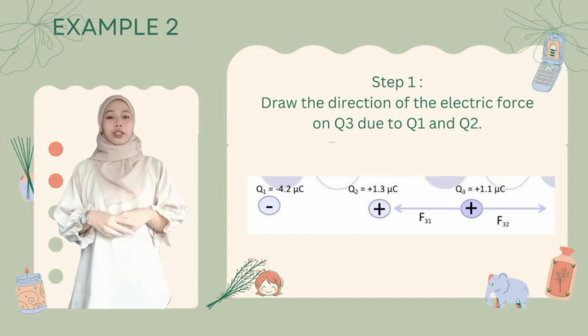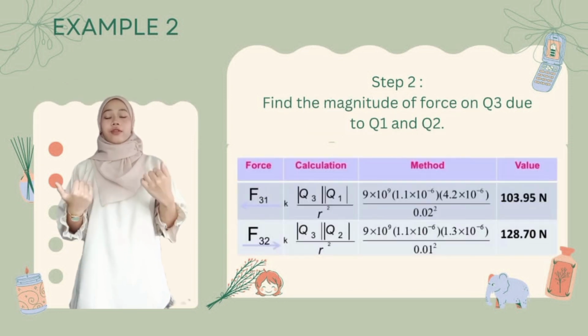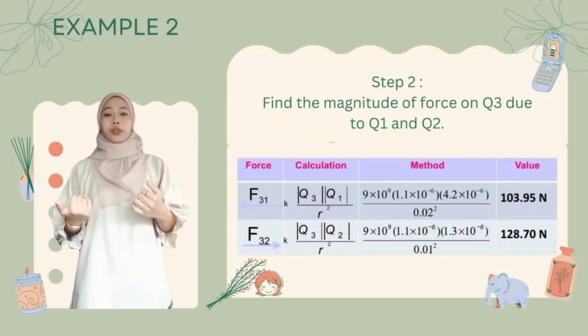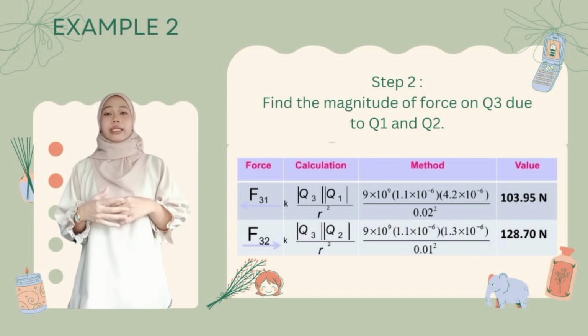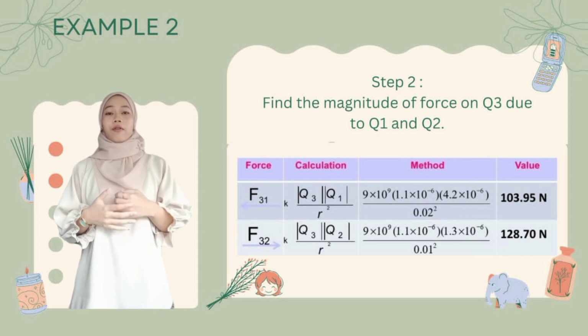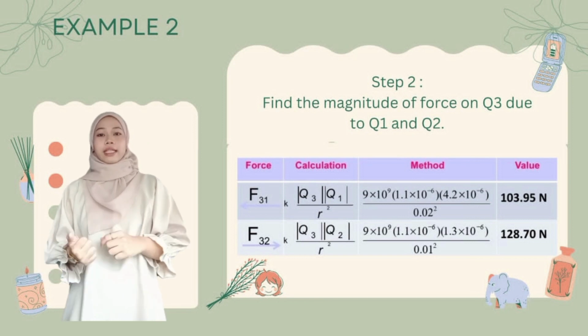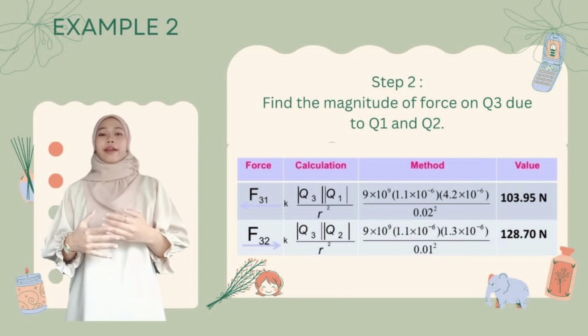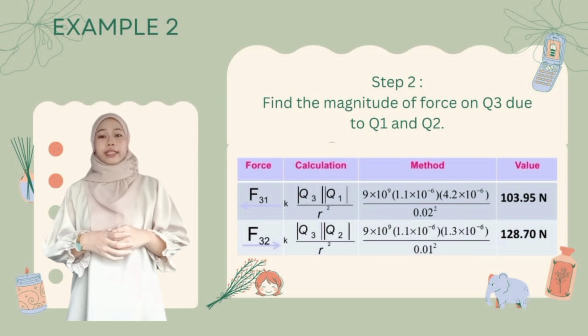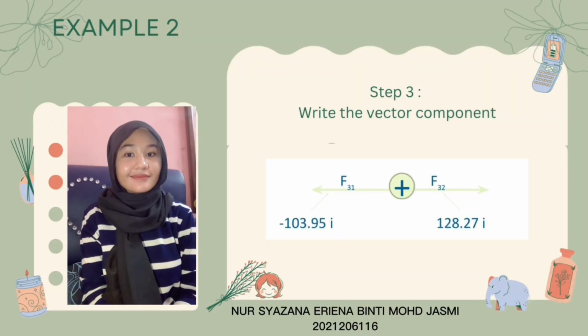After we find the direction of electric force, the next step is to find the magnitude of force on Q3 due to Q1 and Q2 by using Coulomb's law, which is F equal to K times Q3 times Q1 divided by R squared, where K is 9 times 10 to the power of 9 and R is the distance between the charges. Find for both charges using the same formula and we will get F31 is 109.95 Newton and F32 is 12870 Newton. For the next step, we need to write the vector component.